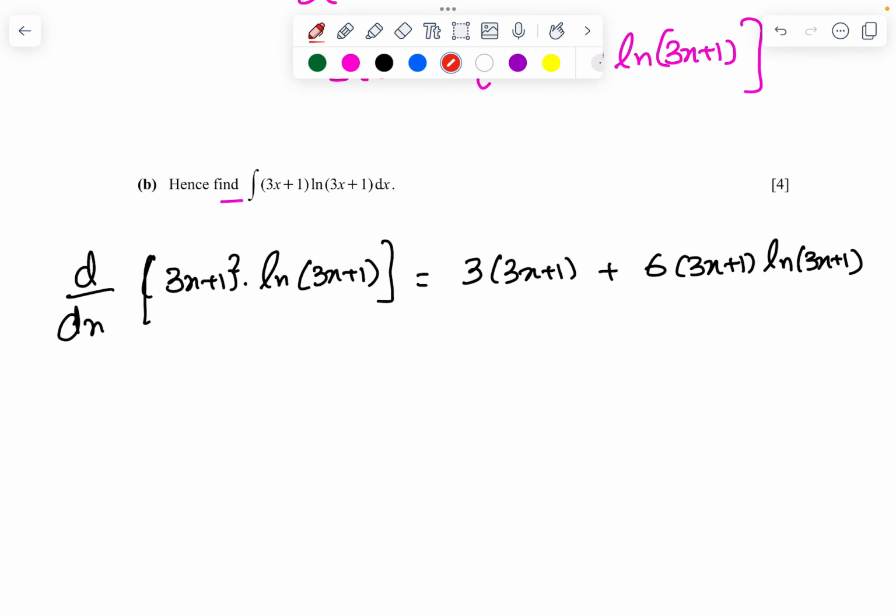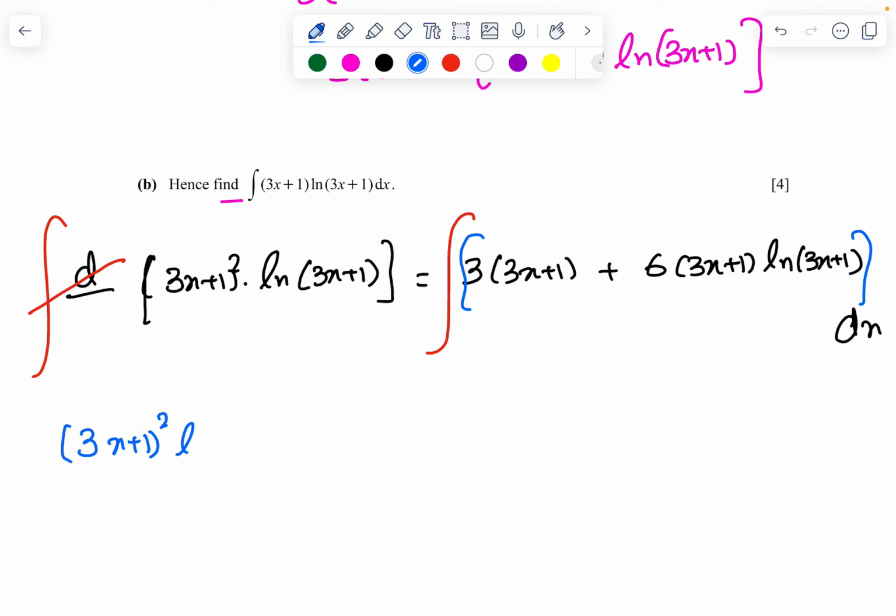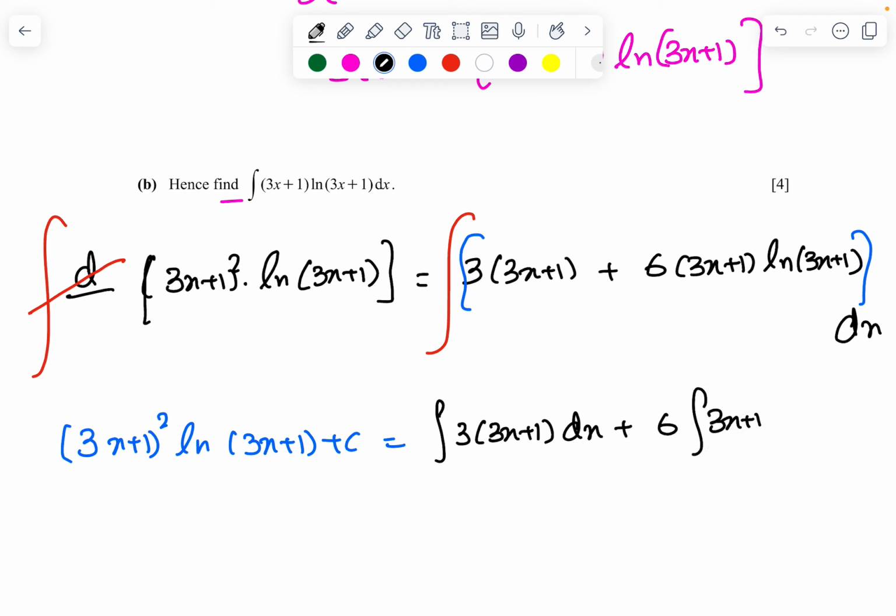Now I am going to take the integral on both sides. I write a bracket over here and move this dx to the other side. We know that derivative and integral are opposite operations, so they cancel. So it becomes (3x plus 1) whole squared times ln(3x plus 1) plus c equals the integral of 3 times (3x plus 1) dx plus 6 times the integral of (3x plus 1) ln(3x plus 1) dx.